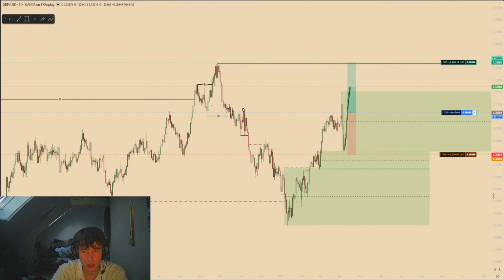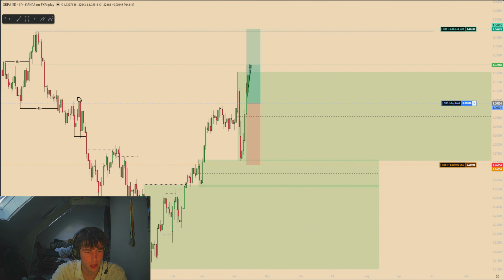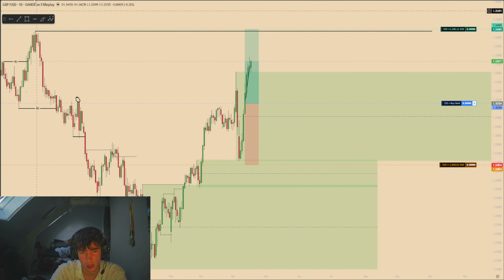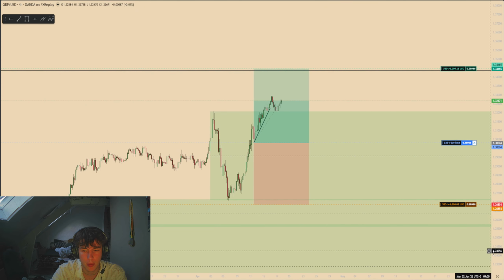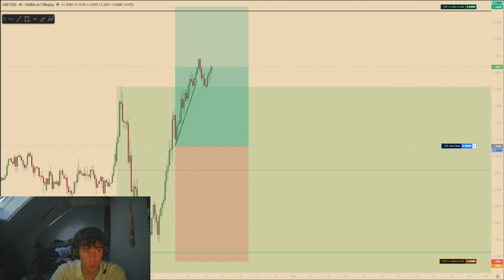Daily time frame wise, looks amazing. Nothing can go wrong here. In my opinion, we have just tapped demand. We have taken 1 hour liquidity.